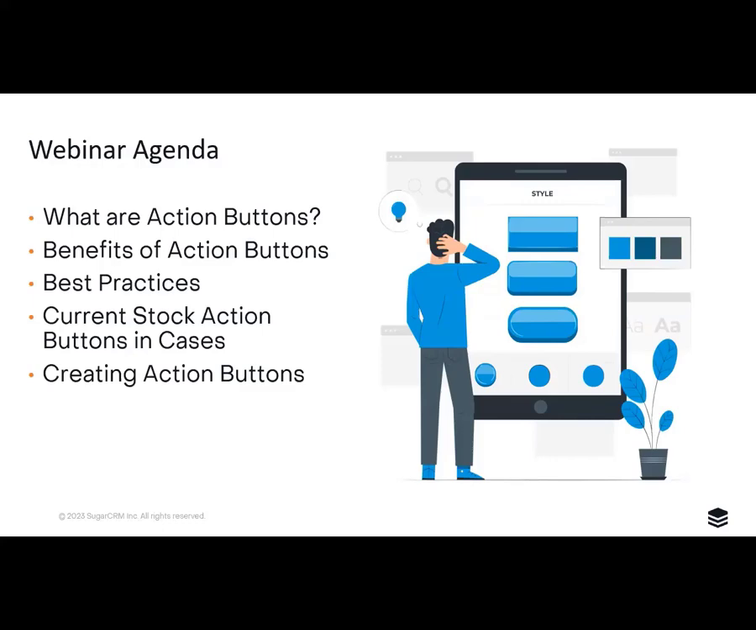And then we're going to go into how to create an action button. So first I'm going to go through a couple of slides, and then we're going to go into the system and actually see the stock action buttons and how you can personalize them for your organization. Then we're going to create some action buttons. I'm just going to create them, customize them in front of you, and then we're going to show you what they look like to your end users. And then we'll have a Q&A session at the end, and then wrap up with some resources.